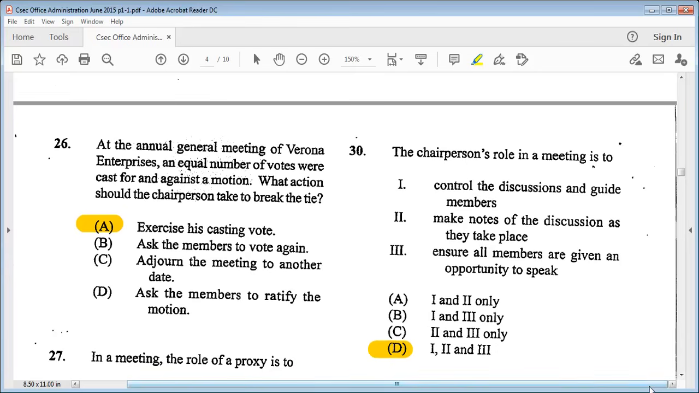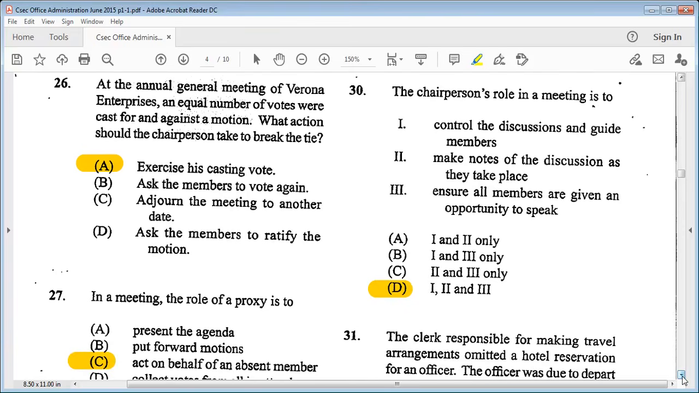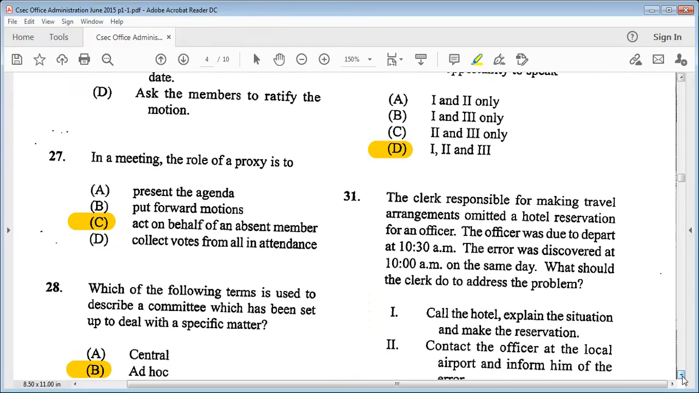The chairperson's role is to control the discussion and guide members, to make notes of the discussion, and to ensure all members are given an opportunity to speak. Let's go on to 31.